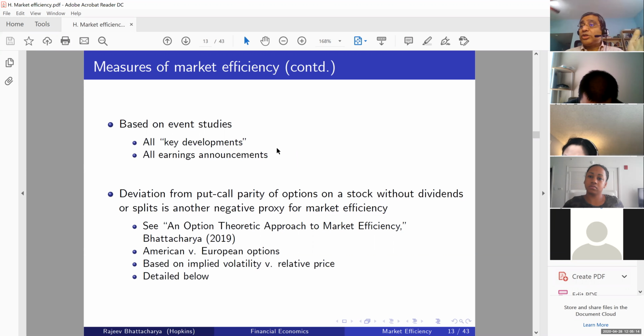So that's one thing I do with all key developments. I also do it with earnings announcements. And so I take a bunch of different measures, 8 different measures in that particular paper, and then ask the question: is market efficiency significantly affected by trading volume? One would think so. And the second question I ask is: is market efficiency significantly affected by short sales costs and constraints? And it turns out in both of these cases, the results are not very strong.